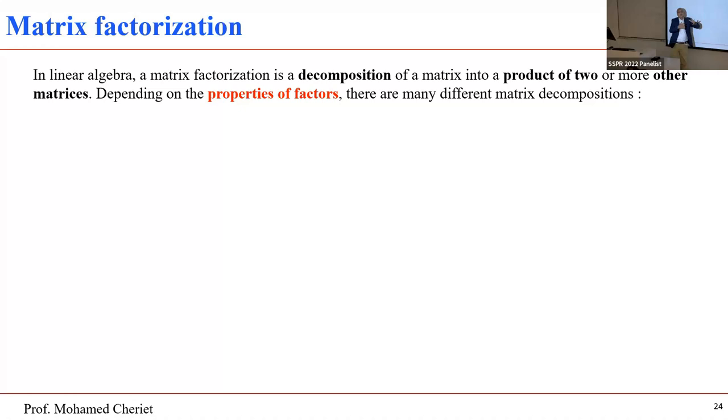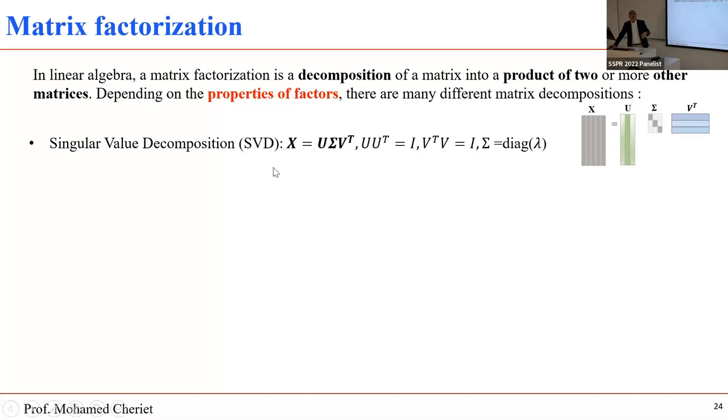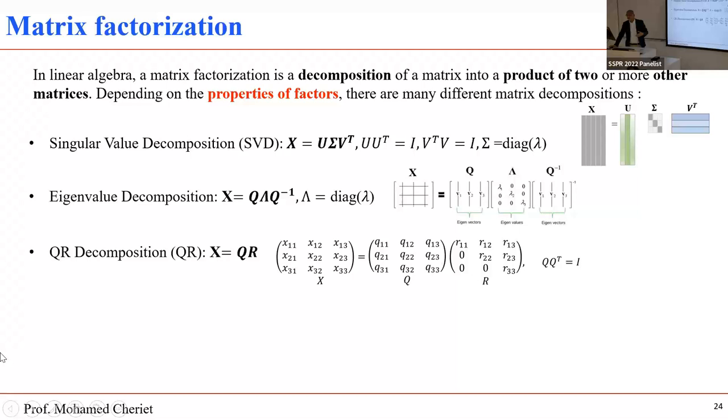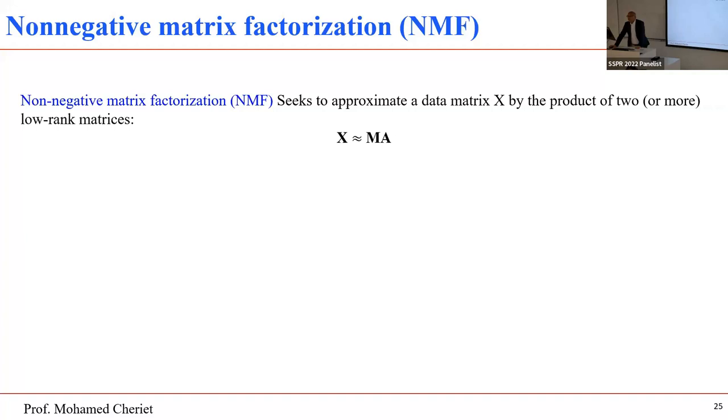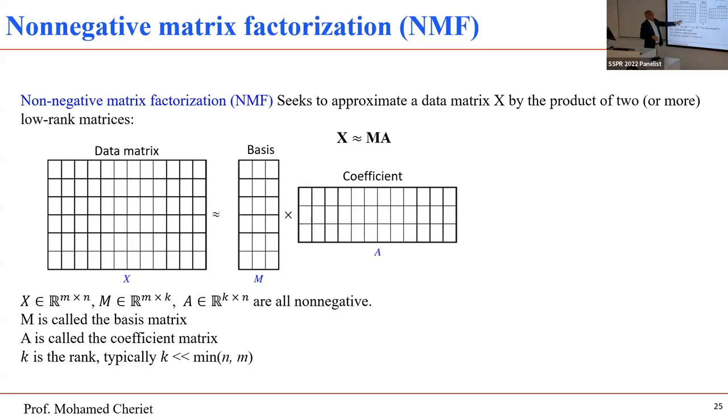So you have many methods there. You have SVD, for people who are familiar with the singular value decomposition, where you have orthogonal matrices multiplied by the covariance matrix, or you have the eigenvalue decomposition, or QR decomposition, or lower-upper decomposition. And where we are landing is X equal MA with NMF, non-negative matrix factorization. Non-negative matrix factorization is exactly what we said before: the decomposition into the basis and the coefficient, with low rank, where K is the rank.